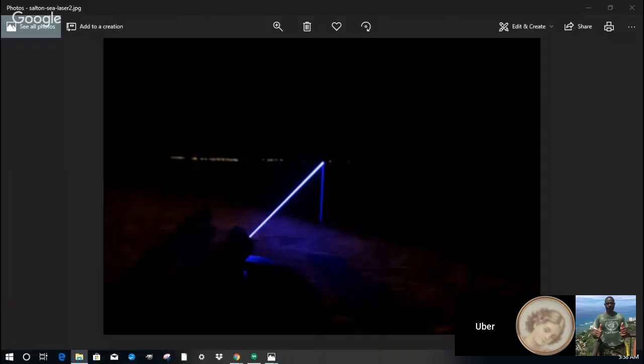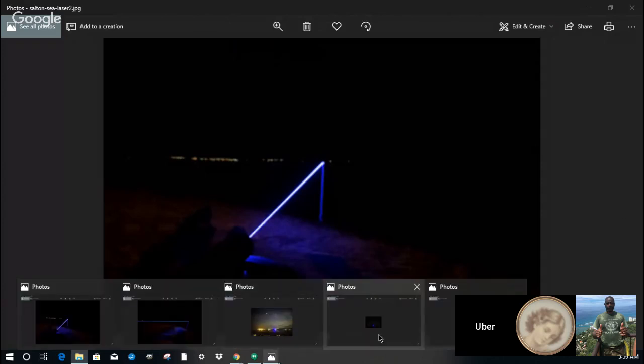What is that blue vertical line? Is that a reflection of what? Yeah, that's the reflection of the laser. You see, it's making like a triangle. But on the other side, we were getting shots like this. That's the laser right there, guys.